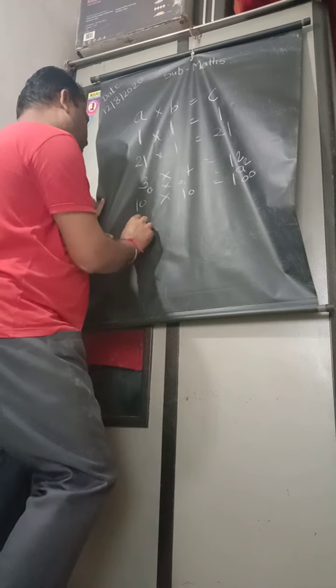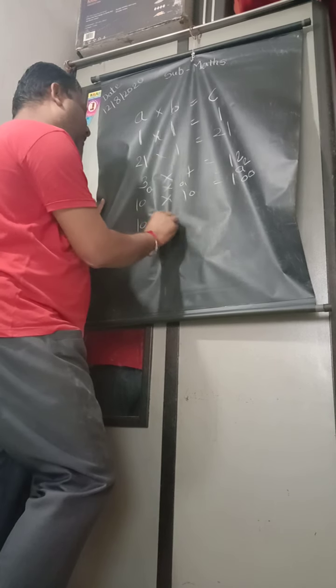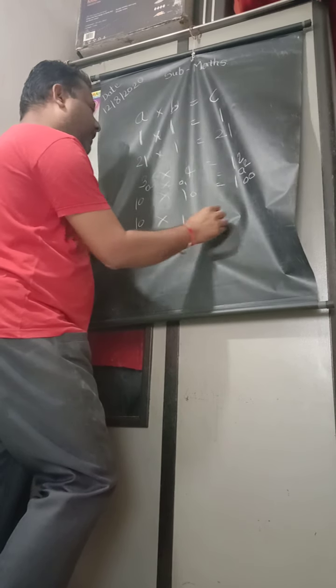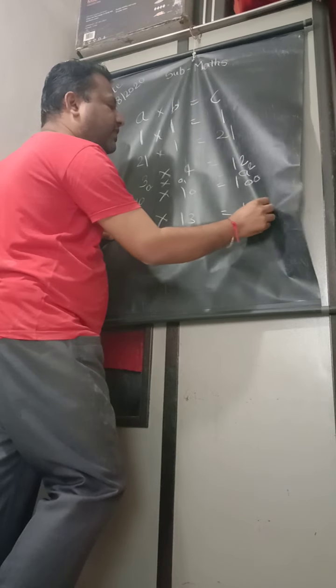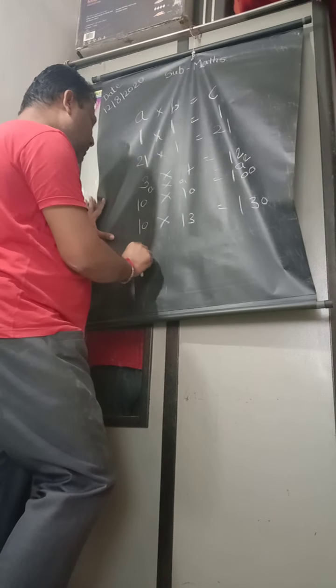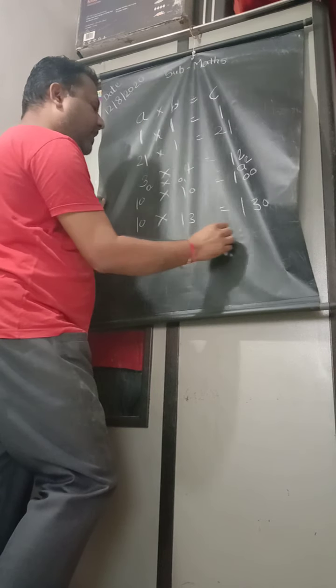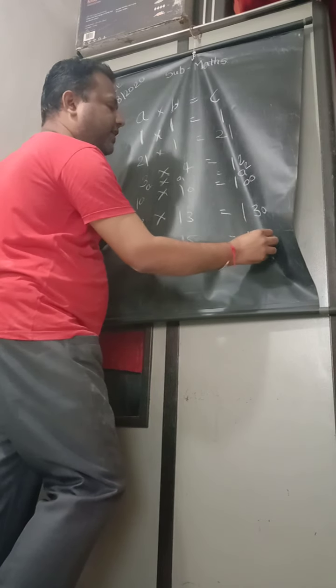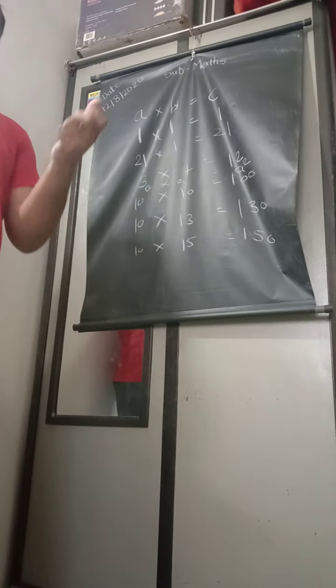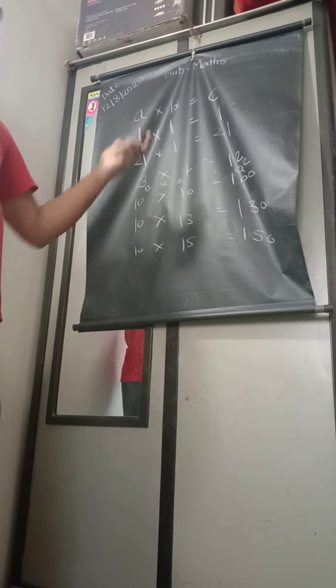Here I take another example: 10 into 13. What is your answer? 130. Then 10 into 15. What is the answer? 150. You know all these things, my friends, because we took them yesterday. Right now we are going to learn the gimmick of the sign of this integer.